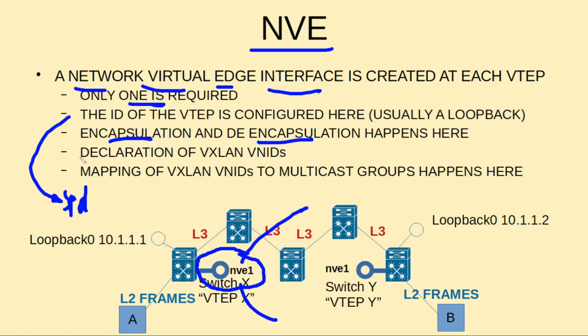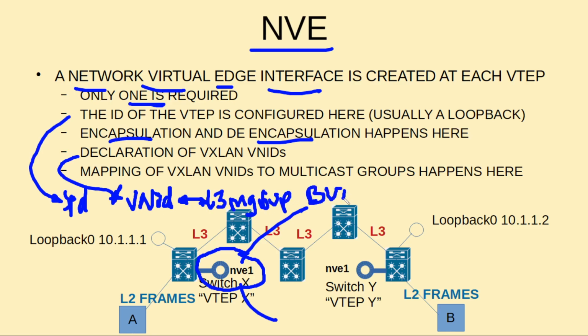You can also map here the layer 3 multicast group that is going to handle the BUM traffic for a particular VNID. And then you can configure some other options. For instance, you can declare here that you're going to use multiprotocol BGP with EVPN as the companion control plane for VXLAN, and many other features.